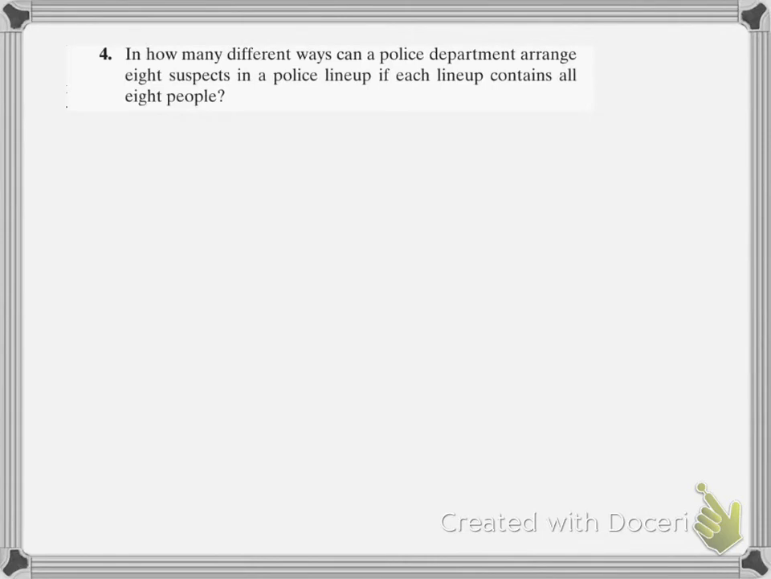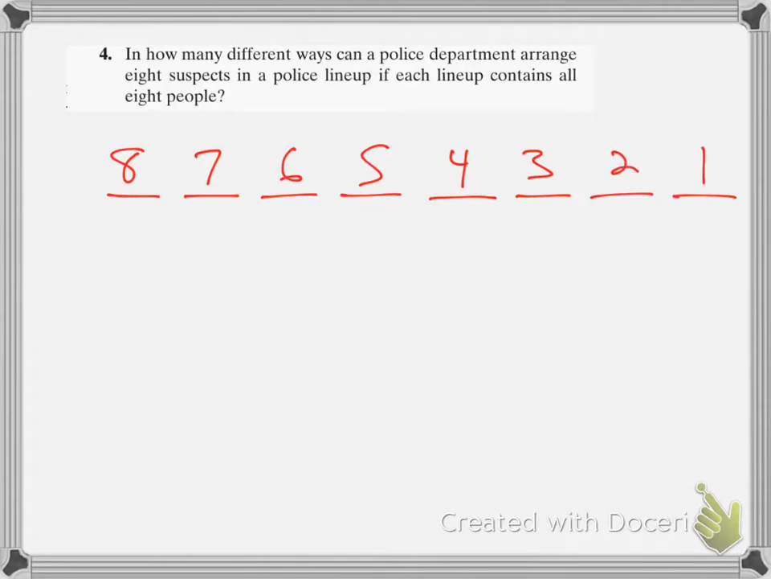Okay, so if I do a problem like this, very similar: in how many different ways can a police department arrange 8 suspects in a police lineup if each lineup contains all 8 people? So if I line them up, here's my lineup. There's 8 spots, right? Well, in the first spot, I've got 8 choices of people. After I've put one person in that spot, I only have 7 for the next one. Now I put 2 people in spots. I only have 6 choices of people to put there, and then 5, and then 4, and then 3, and then 2, and then 1.